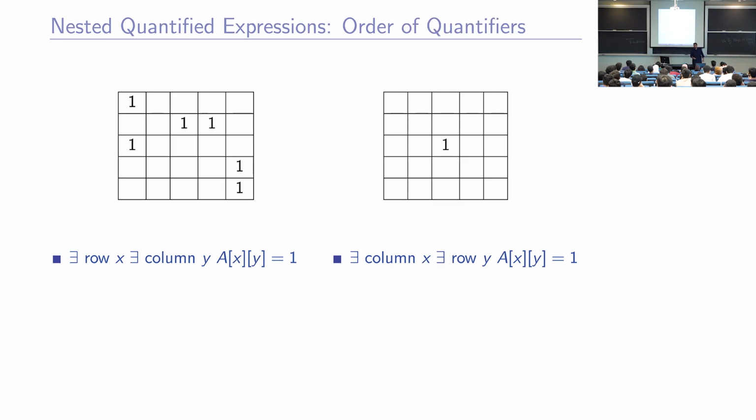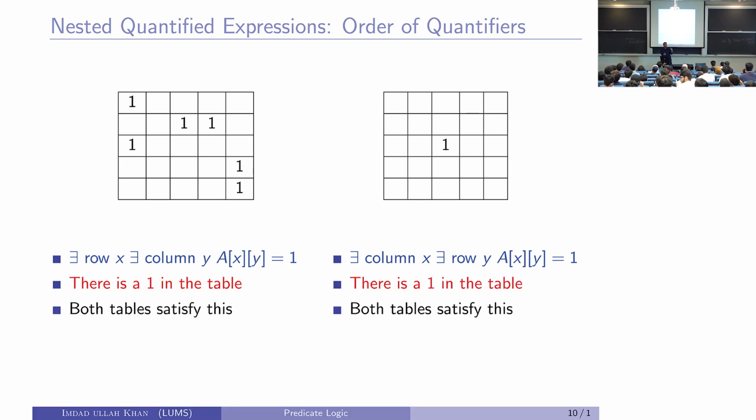Okay. Let's do this one. There exists x, there exists y, such that A(x, y) is 1. Give me a plain English translation. There is at least one 1 in the table. The table is not empty, right? Does everybody agree with this translation? Is it true about table 1? Is it true about table 2? Yeah. Okay, let's flip the order.